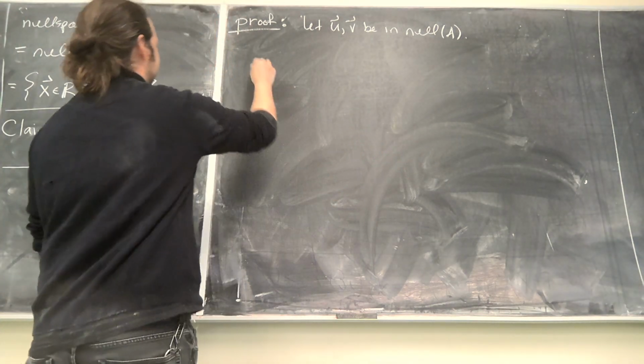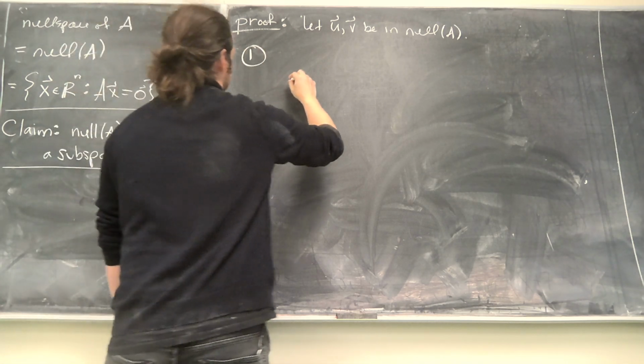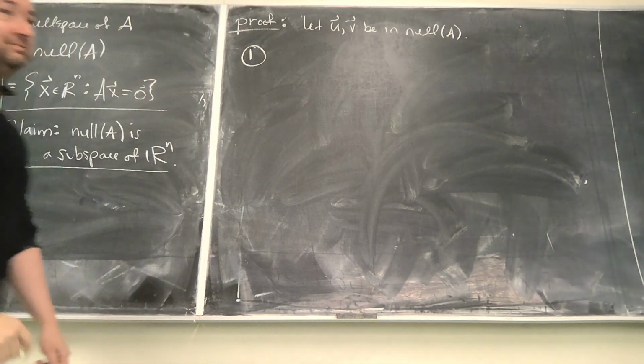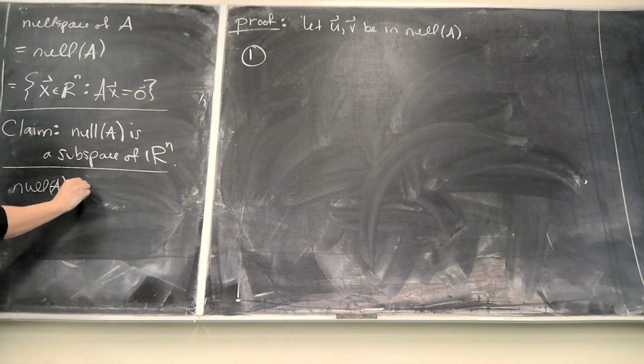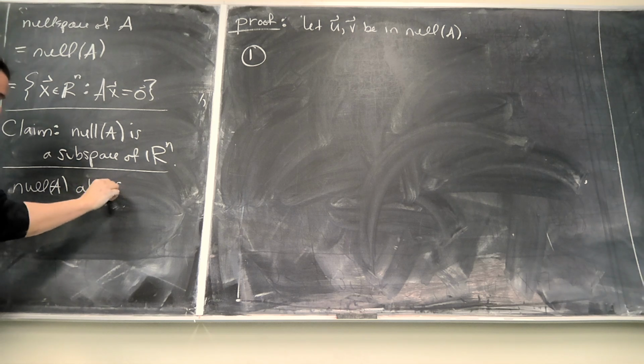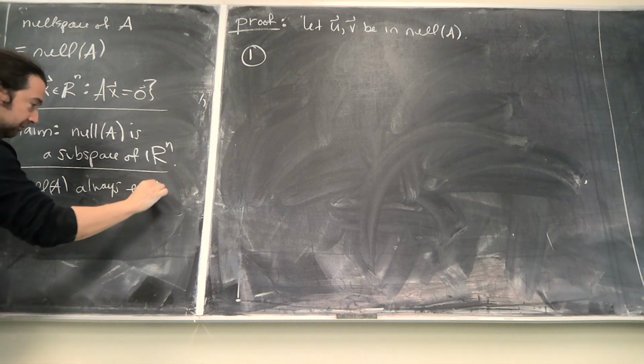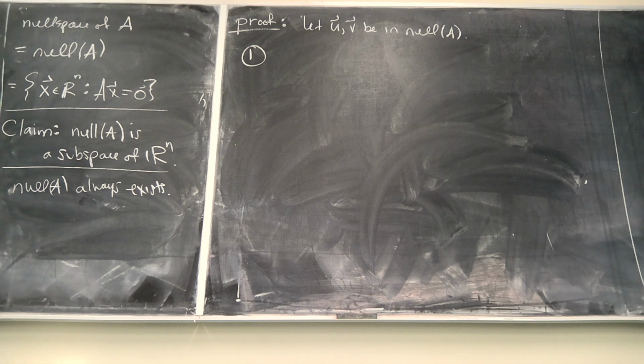No. For Ax equals 0, A can't have an inverse. I know that's not related to what we're doing, but you can't have A inverse for this. The null space of A always exists. This is actually an important point. It's always got something in it.